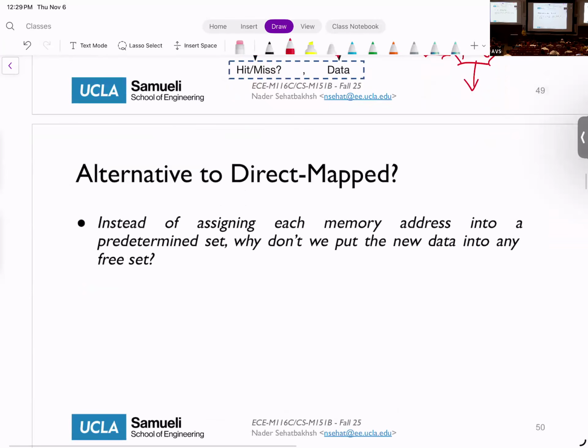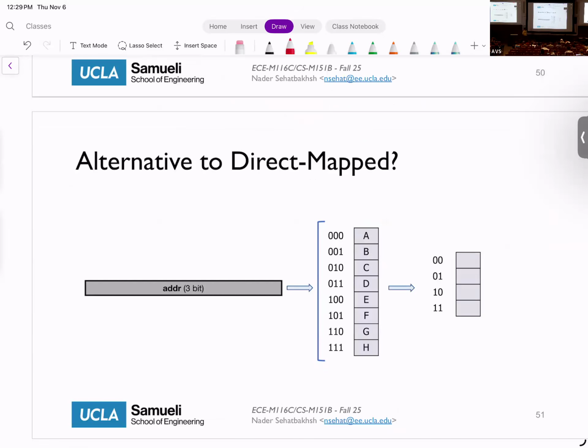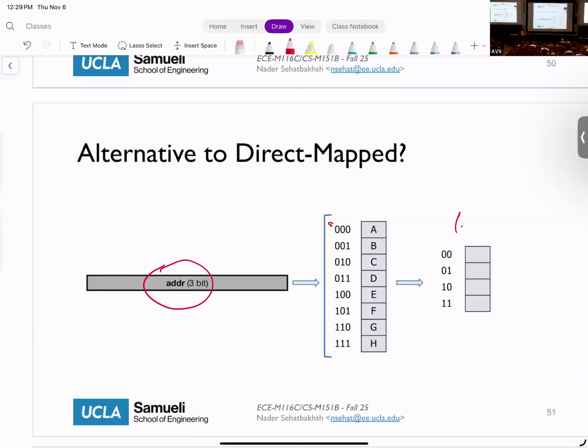All right, so as I said, this is one way of doing it. The other way, a completely opposite way of doing it, is completely free. No mapping, no structure, just a free for all. Find the first spot, search the cache there. Imagine again the same example: 3 bits of address. This would be my main memory, and this would be my cache.